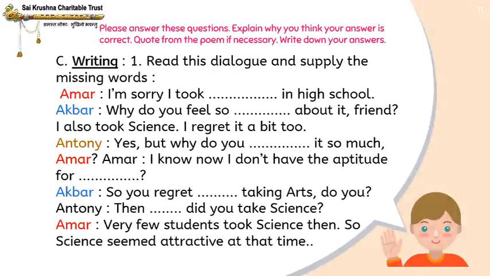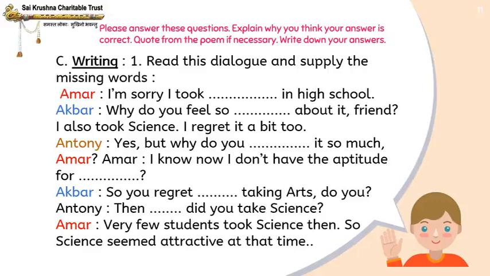Part C is writing. We'll read the dialogue and supply the missing words. The clue for this is in the next line. Even if you fill in the wrong answer, you read it to see if it makes any sense. If not, go back and change it.